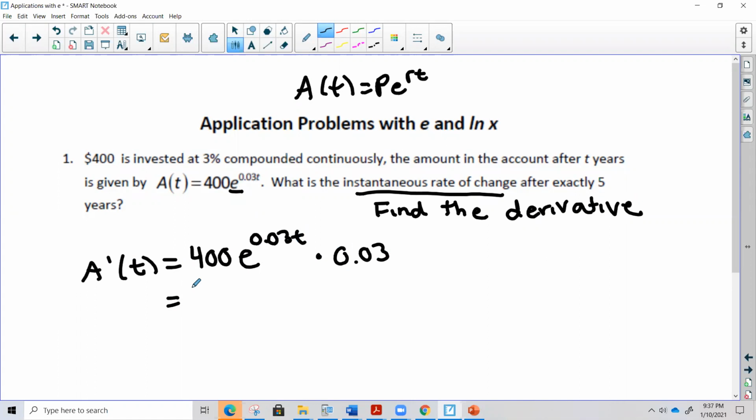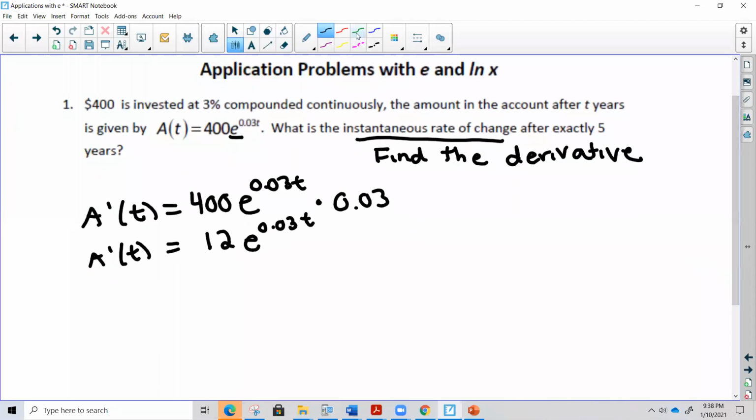Okay, I can multiply the 400 and the 0.03, which gives me 12e to the 0.03t. So this is my derivative. Again, make sure you use proper notation so that you put the apostrophe with the A. And then they wanted it at t equals 5, so I'm going to plug in 5 for t.